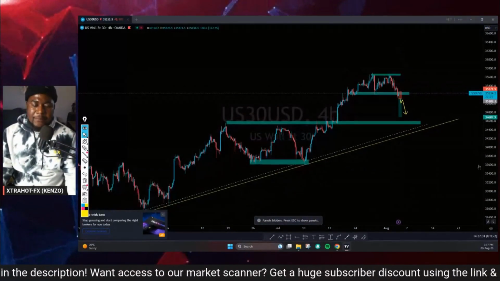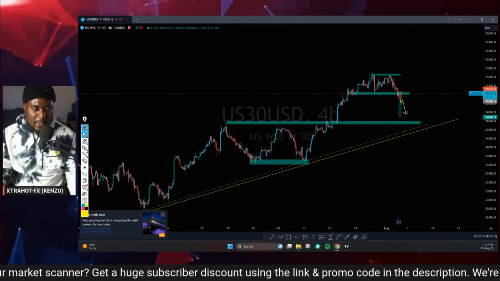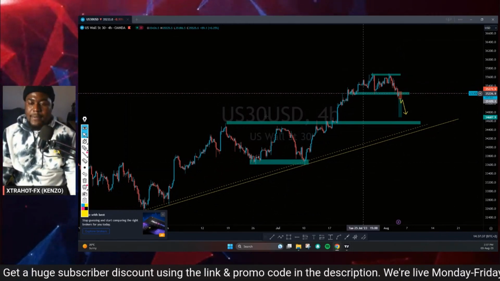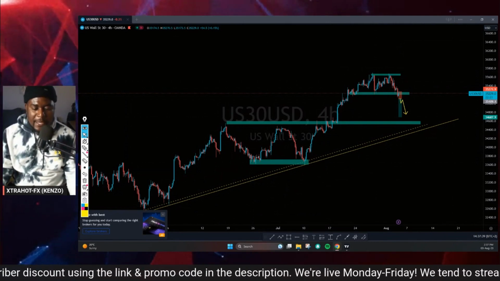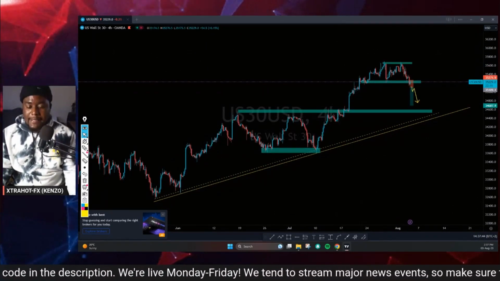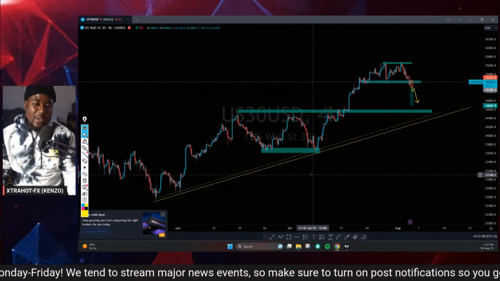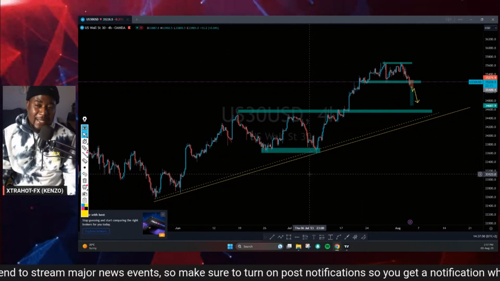This is US 30. Let me check your comments very quick, guys. Maybe you want me to check something else, but while I'm still opening the comments, I can easily see that on US 30 also the structure is quite similar.